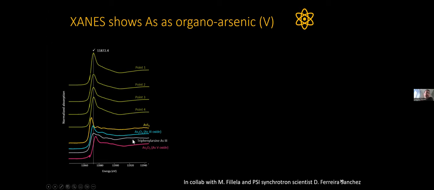And we tried to compare them with reference material, arsenic species, whether they are organic arsenic or mineral arsenic, arsenic oxides. And you see that the profiles don't match so much with the different points we took. So they're not actually showing us that these points correspond to such reference species. The white line is also of importance. Here, the white line is the peak of this profile. You see it is at 11,872 electron volts. And this is also a specific signature.